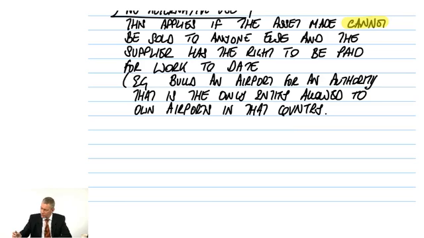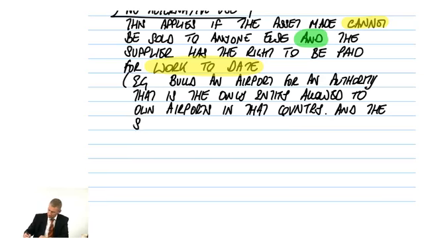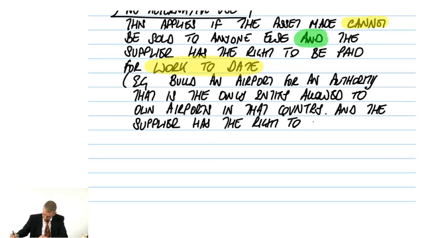But look at this shocking word that exists in the middle of the criteria. And the supplier has the right to be paid for work to date. It's this work to date that then must be slotted in. So I have to put in an and. And the supplier has the right to be paid for work to date.